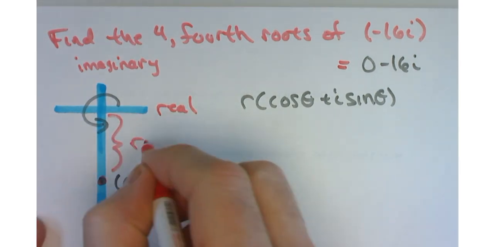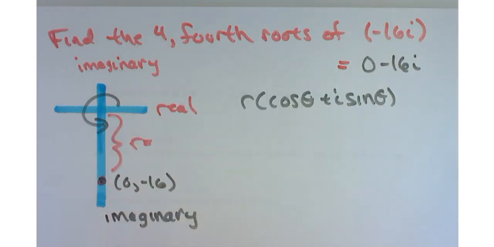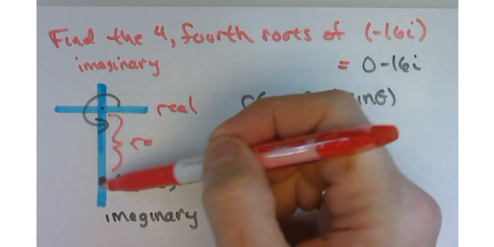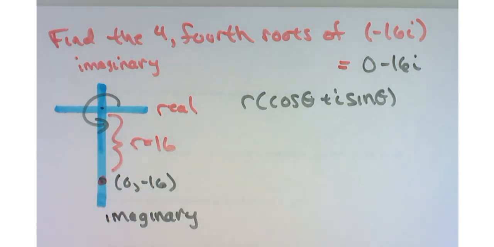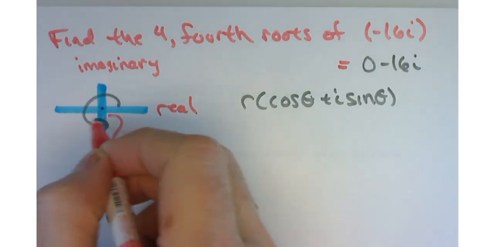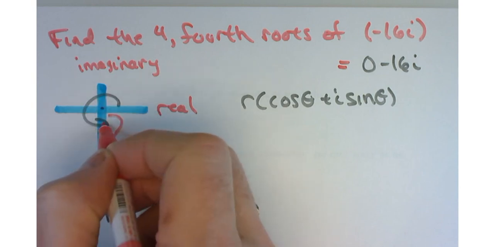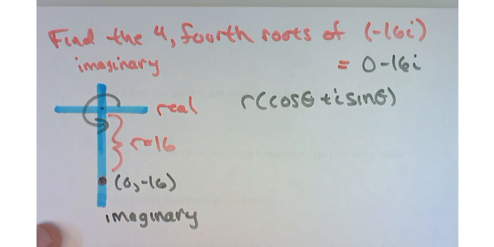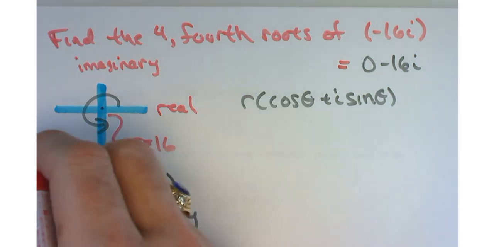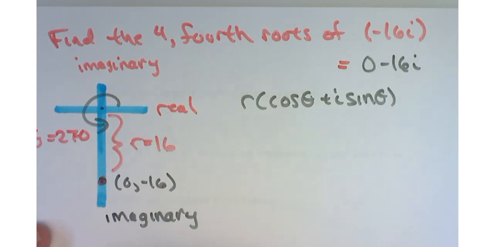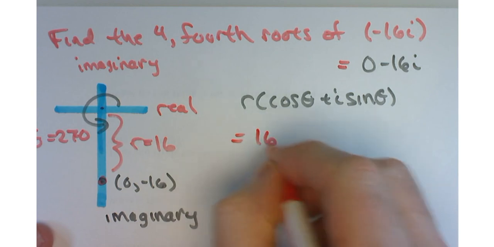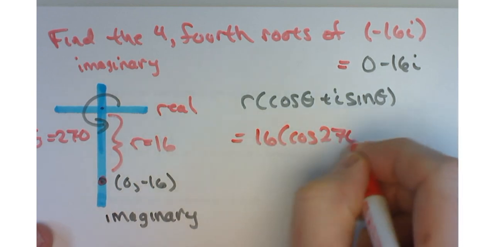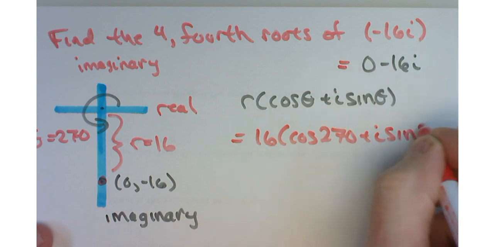You're going to get r equals this distance, but that distance is just what? How far is it from the origin down to here? It'd be just 16. 16 is the distance. We're not worried about the negative sign there. And how about this angle in degrees, starting at the positive x-axis, going around to the negative imaginary axis? 270. So there you go. Theta is 270. r is 16. So this number can be written as 16 cosine of 270 plus i times the sine of 270.